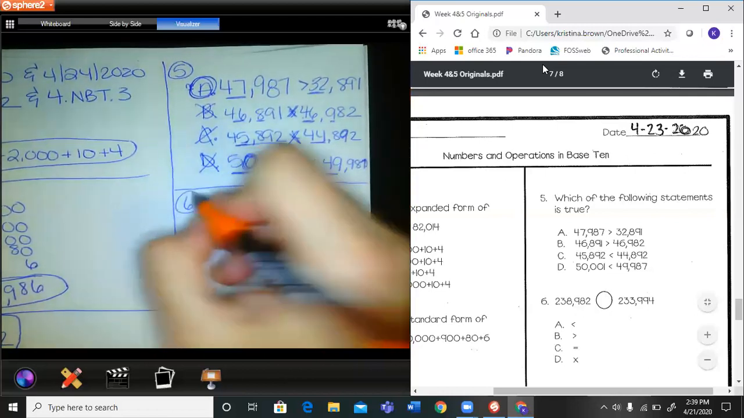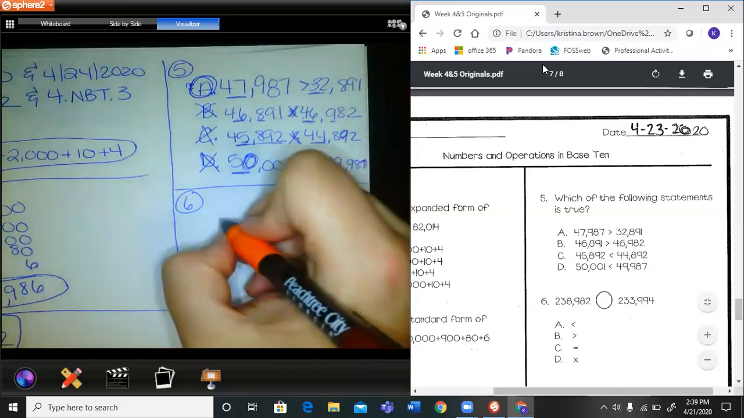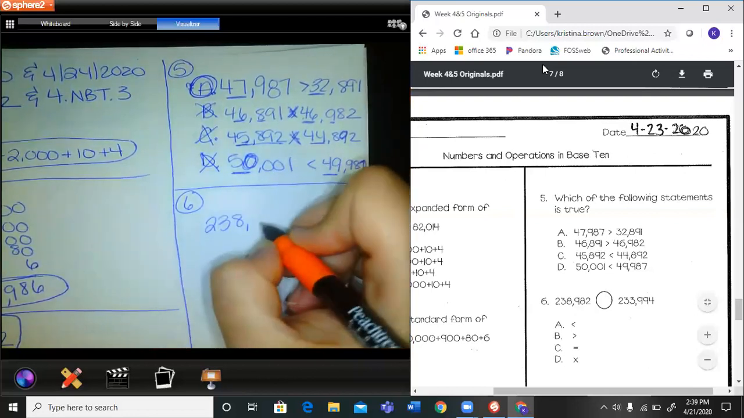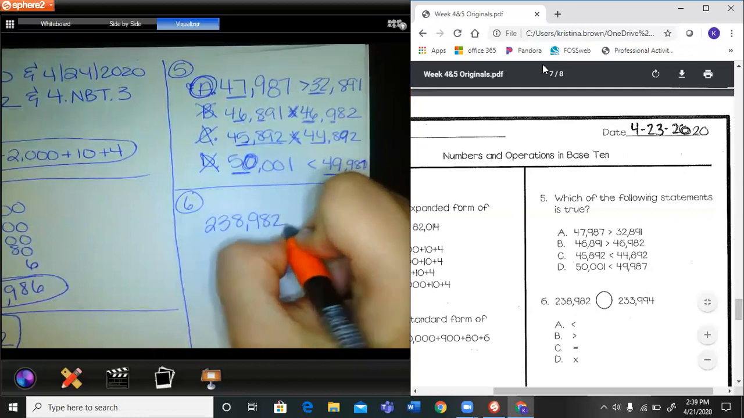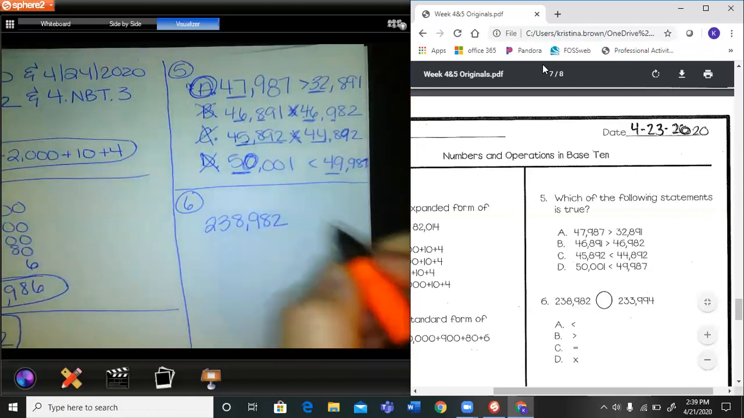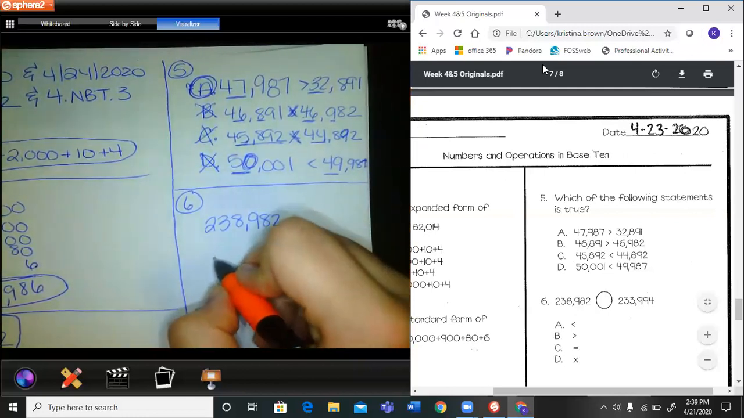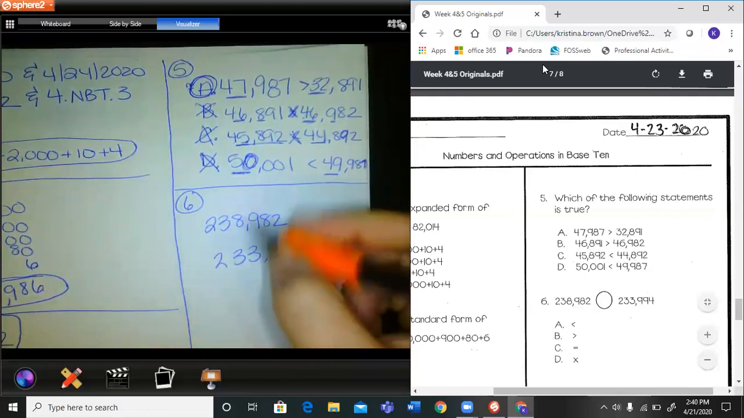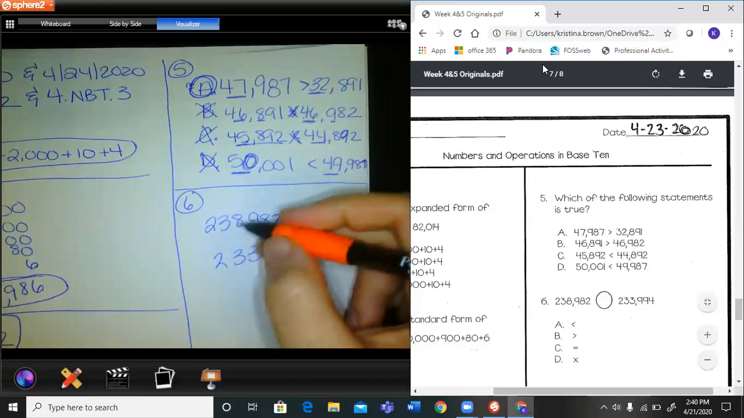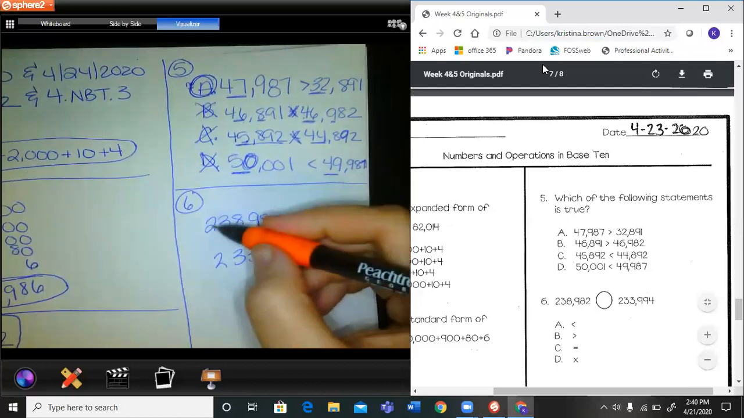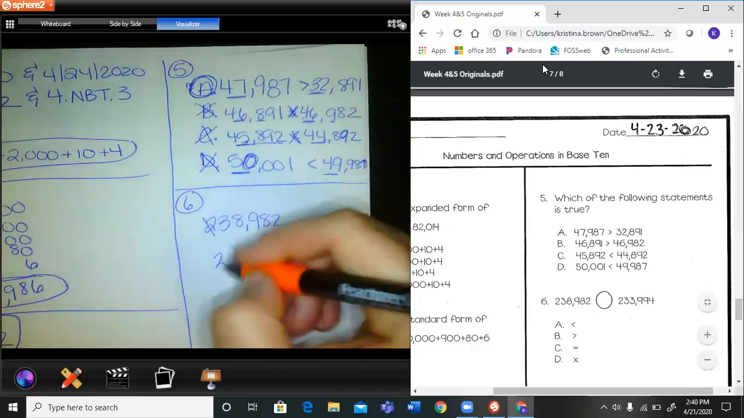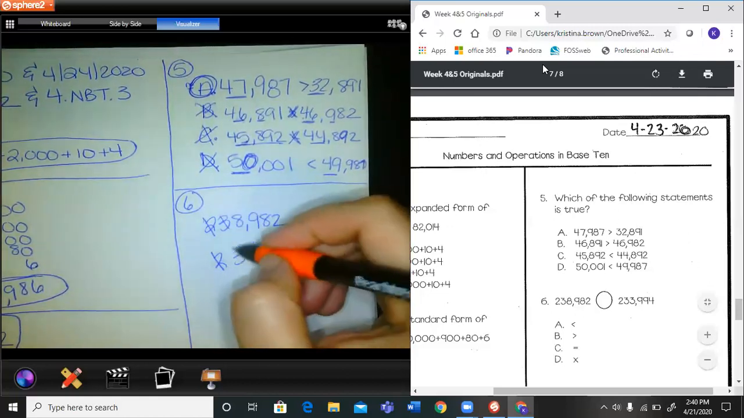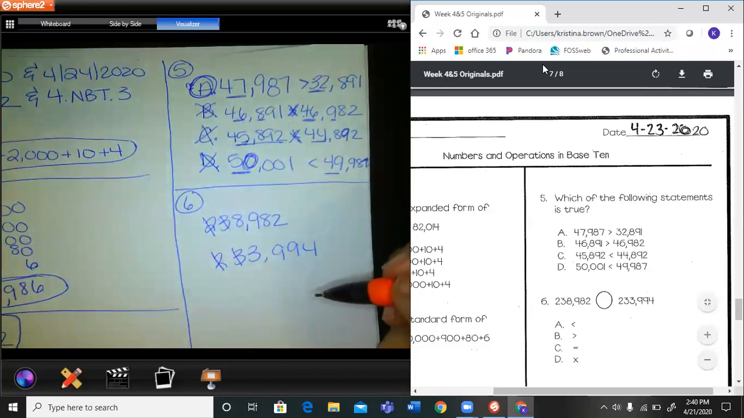Number 6. I need to compare 238,982 with 233,994. Now I wrote them on top of each other just so I can compare digits on top and bottom. So here, 2 and 2, those are the same, so that's not going to help me come to my answer. 3 and 3, those are the same, that's not going to help me come to my answer.